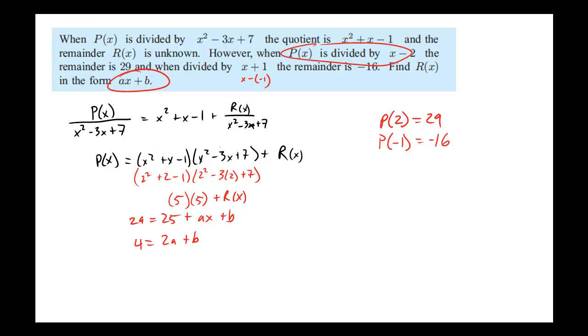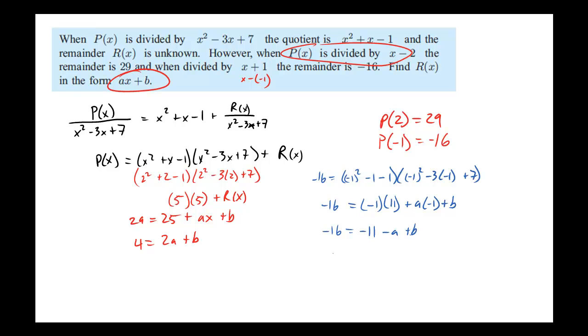Well, that's pretty smooth. Let's do the same thing, except let's put in negative 1. So we're going to go negative 1 squared minus 1 minus 1. And then negative 1 squared minus 3 times negative 1 plus 7. And if I work that out, I'm going to have 1 minus 1, which is 0 minus 1 is negative 1. And then here I'll have 1 plus 3, which is 4, plus 7, which is 11. And then, of course, I got my plus ax plus b. And this will equal p of negative 1, which was negative 16. And so I got negative 16 equals negative 11, not negative 111, just negative 11, minus a plus b. Add the 11, I get negative 5 is equal to negative a plus b.